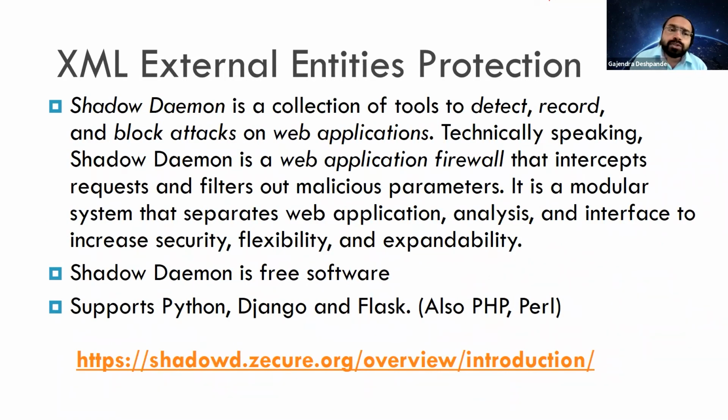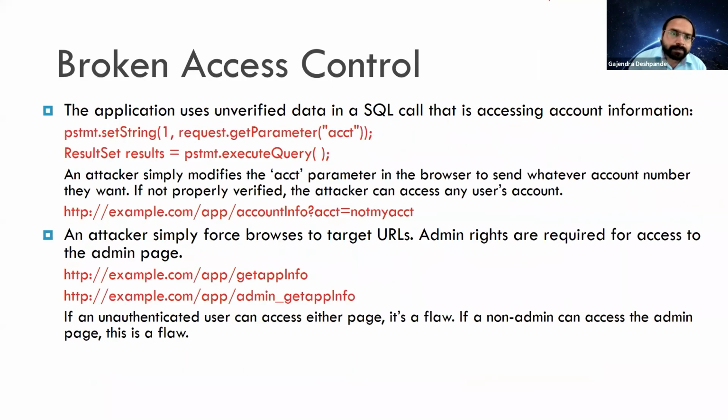Then you can also use Shadow Daemon application, which is a collection of tools to detect, record, and block attacks on web applications. So it's a web application firewall, and it is free software. It supports Python, Django, and Flask, and also PHP and Perl.